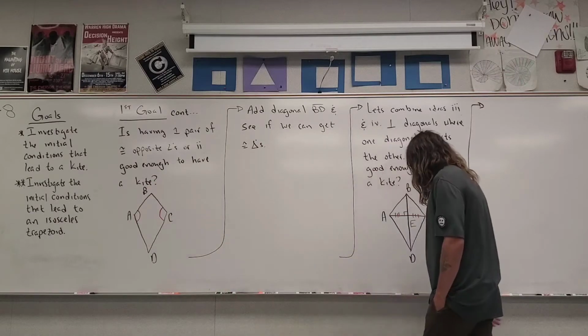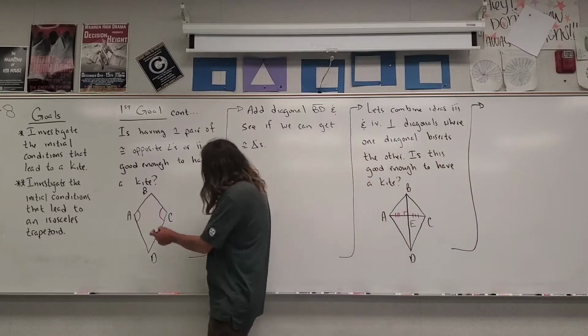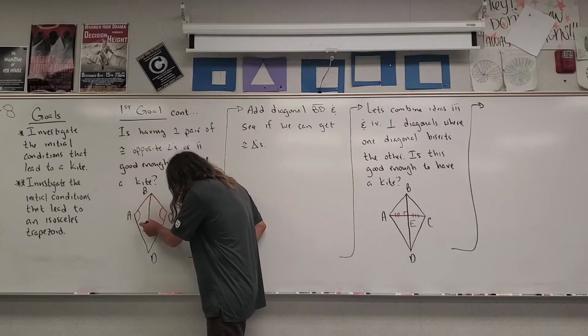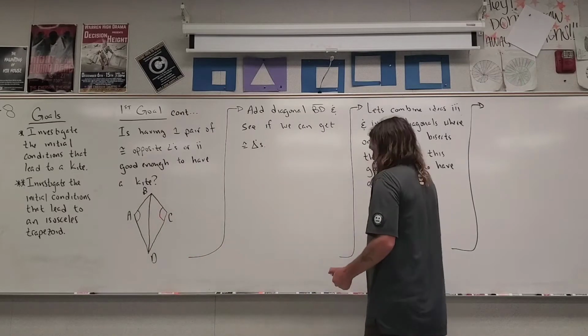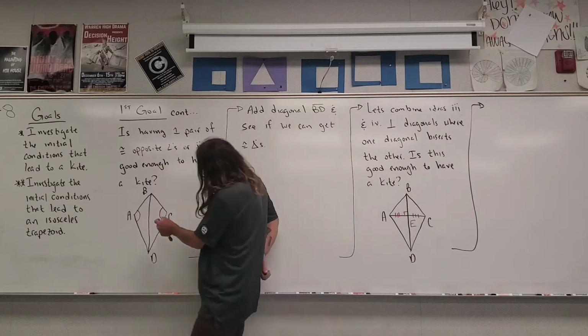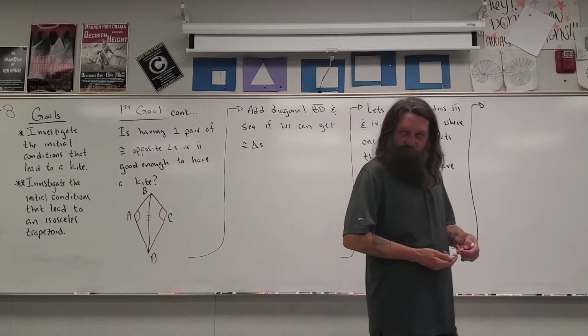So if we add diagonal BD to this, do I have enough information, enough congruences to get two congruent triangles? So why don't you hit pause, see if you can figure that out.